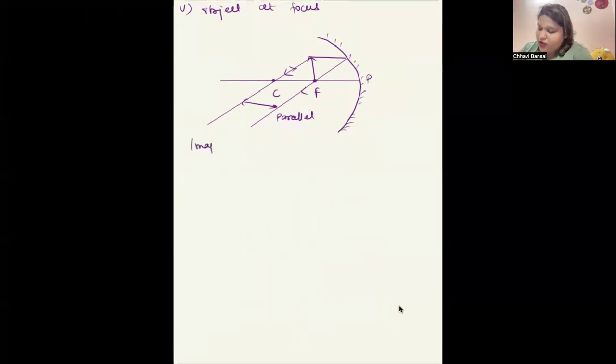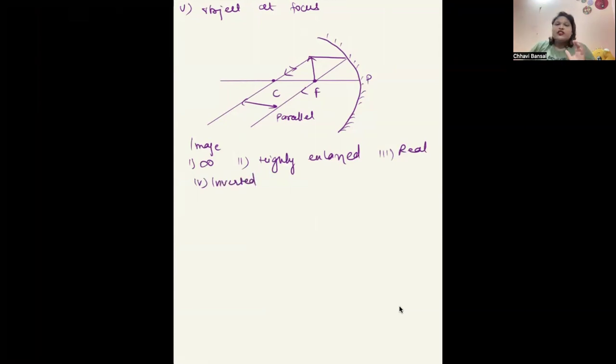So how is the image formed? First, it is formed at infinity. Second, see, it is going down, down, down, down, right? If it is going down, imagine at infinity how far down it would have gone, how enlarged the image will be. So it will be highly enlarged. Will it be real? Yes, because rays will actually meet there. Real, and the image again will be inverted. Okay. This is the case when the object is kept at focus.